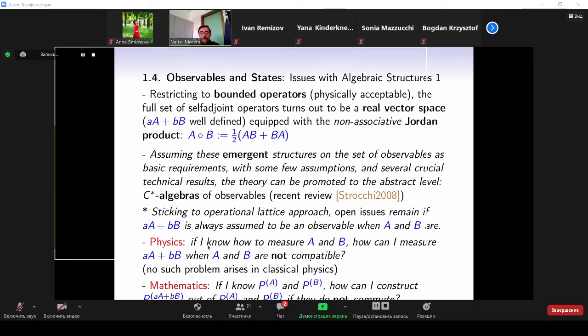Let's start from physics. Suppose that A and B are observables. So I have some physical instrument which is able to measure A and another physical instrument which is able to measure B. So I perform this real linear combination. I should find, since this is another observable, a physical instrument which is able to measure this linear combination, because this is a self-adjoint operator. But if A and B are not compatible, in general there is no way from basic assumptions in quantum physics to define this instrument using the instruments we have associated to A and B respectively.